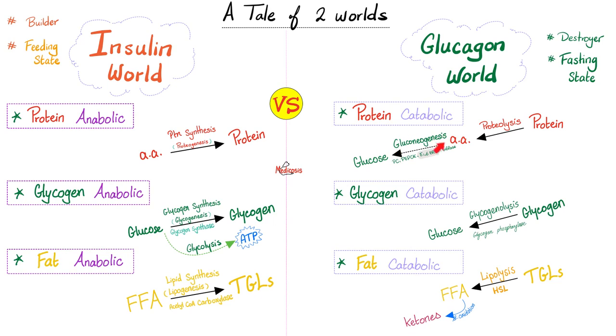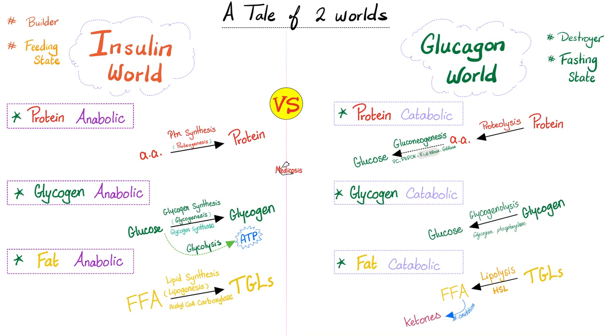Gluconeogenesis: I will make glucose from new sources. Break down that glycogen into glucose in a process known as glycogenolysis. So in the feeding state, insulin will help you build up glycogen, glycogenesis. But in the fasting state, glucagon will help you break down glycogen, glycogenolysis.